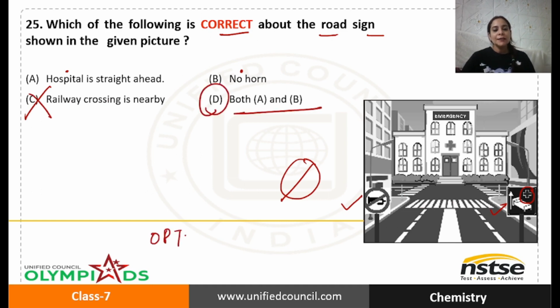So the correct answer is option D, because these 2 signboards indicate not to use horns, and second, it is showing a way which leads to hospital.